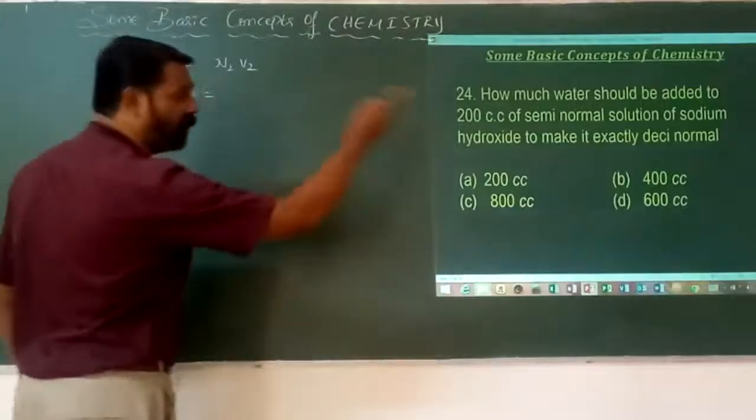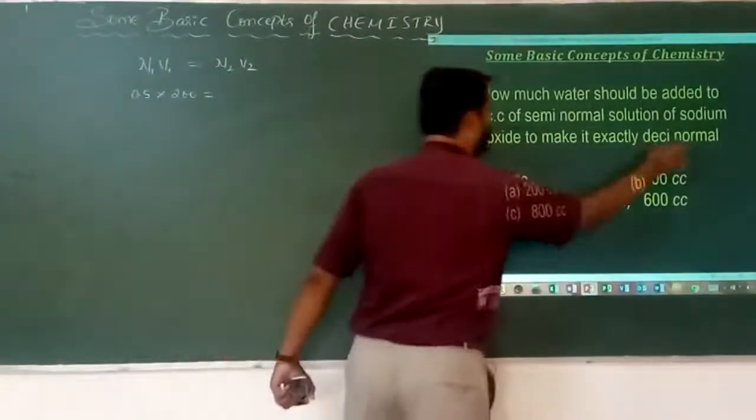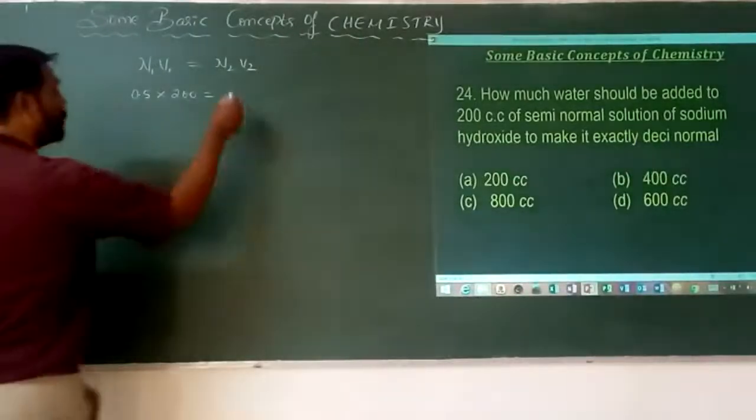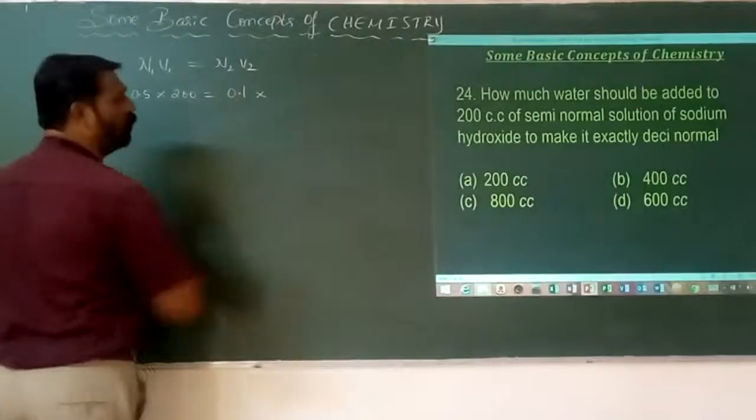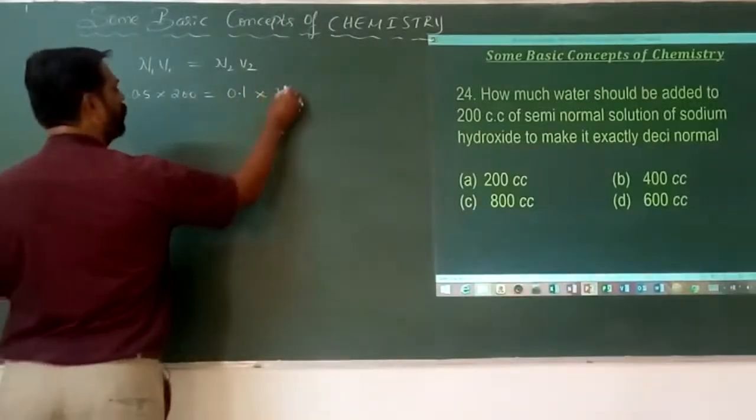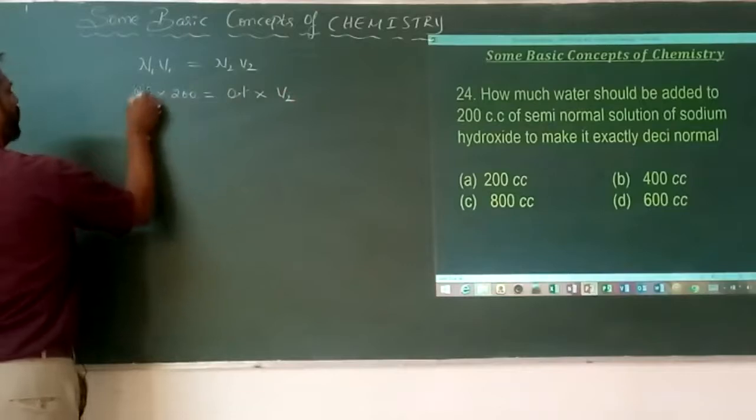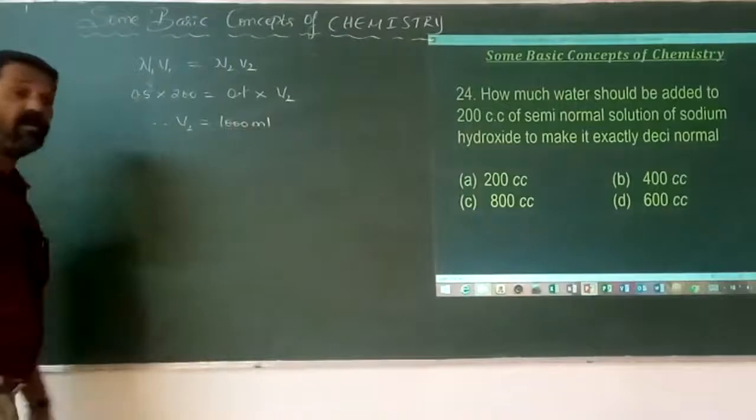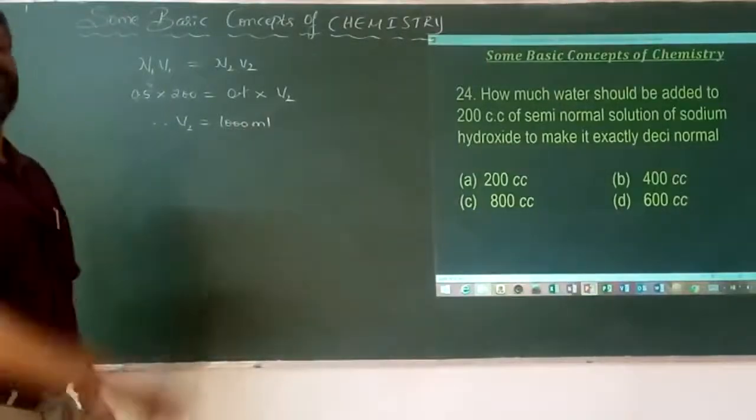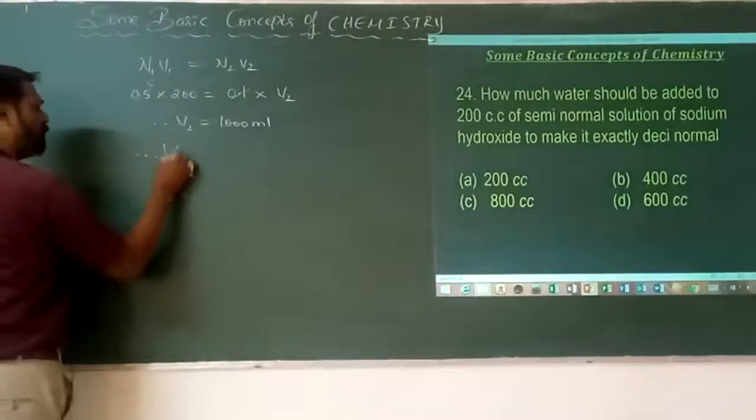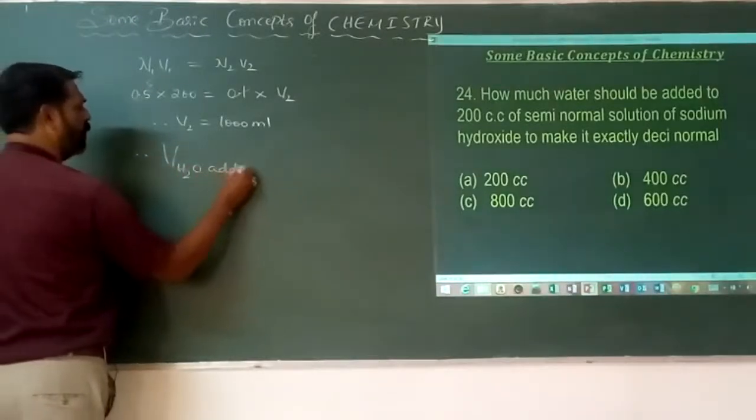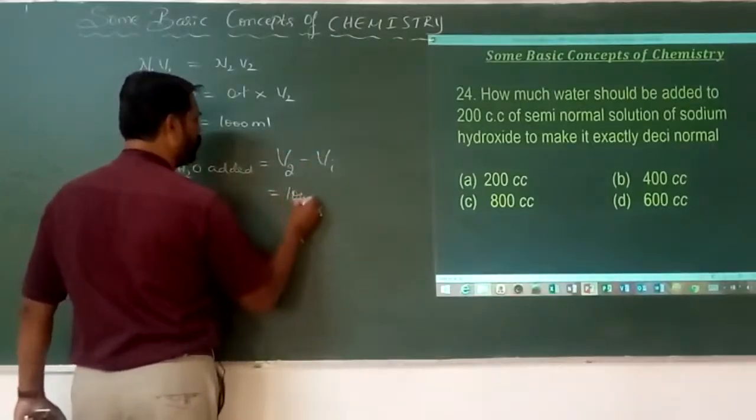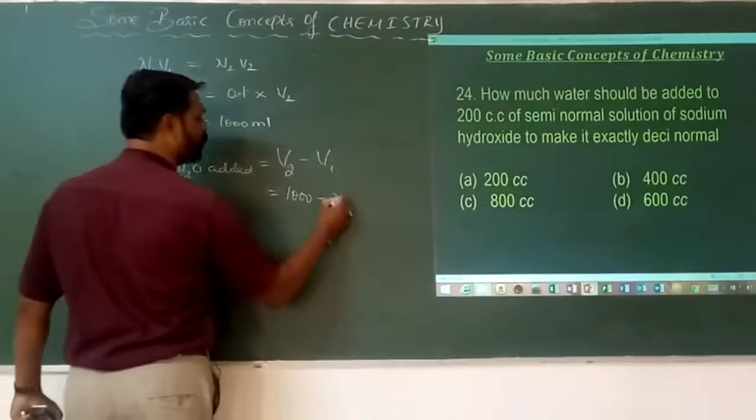Next, after dilution, it makes a what normal? Decinormal. Deci means 10 to the power of minus 1, which means 0.1, into what is the volume that we have to find? V2 is equal to 1000. What is actually V2 here? It is not the water that we have added, it is only the final volume. Therefore, what is the volume of the water that has to be added? It is V final minus V initial. V2 is 1000 minus the initial volume that I have taken, which is 200.